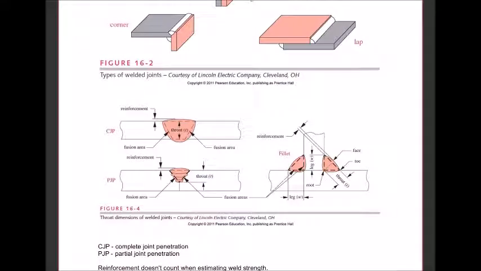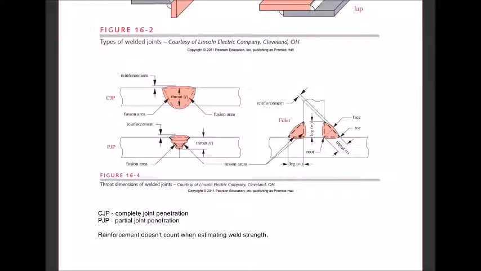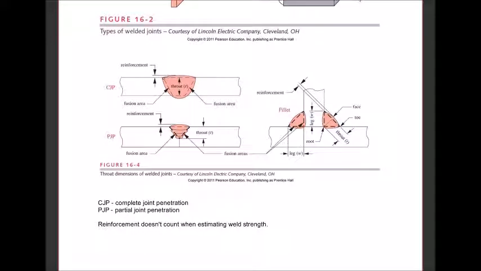All right. Another sort of categorization of welds is complete joint penetration, where there's actually a gap between the two pieces, or partial joint penetration. Often in welds you see this little area, this little hump here, this convex surface. It's called reinforcement. It doesn't actually reinforce the strength, okay, so you don't count that when estimating the weld strength.